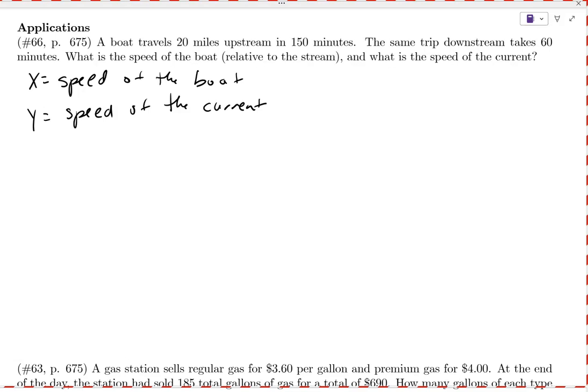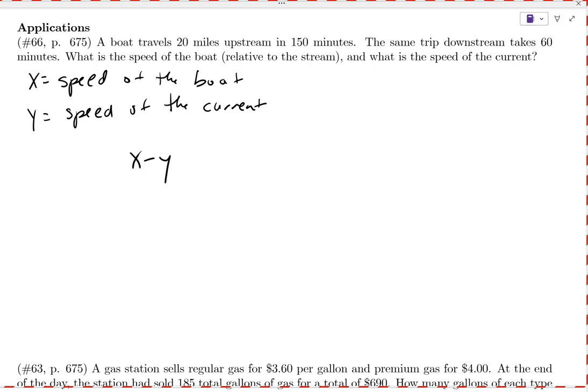Is the current helping or hurting going upstream? Hurting. Now, again, you're trying to create an equation. If everything has to be the first power, and you want the speed of the current to hurt the speed of the boat, what do you think you should do with those variables? Subtract them, right, good. Yeah, we should have an x minus a y, right?